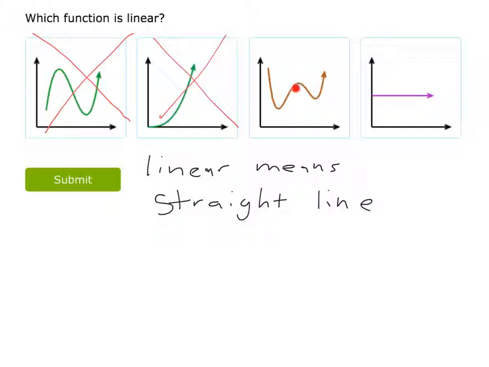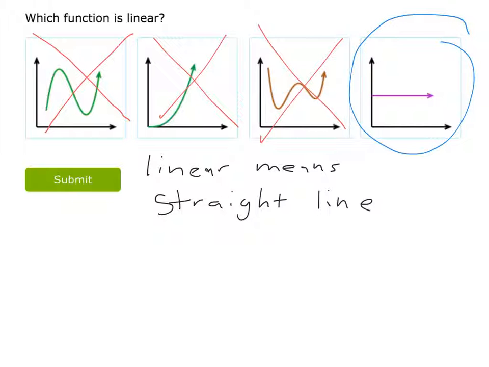Next, this one looks familiar. This one's actually almost like the first one. Again, this line is nowhere close to being straight, so this one is also not linear. And if you take a look at the last one, it is going straight across to the right. So the last one is the correct answer for this one. So I'm going to go ahead and put correct. All right.